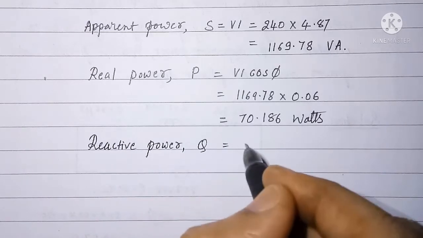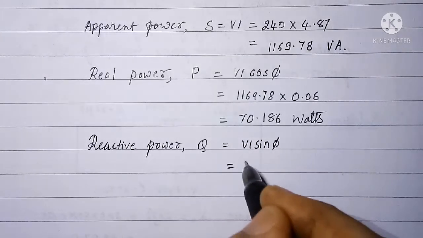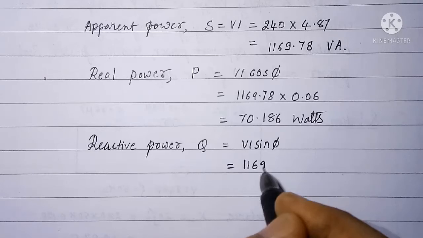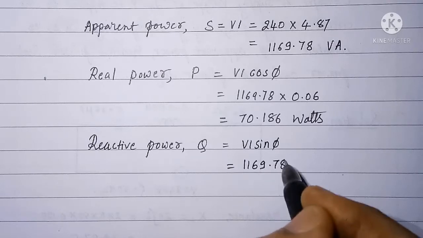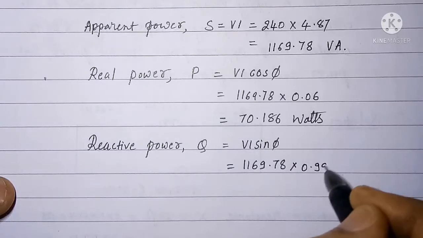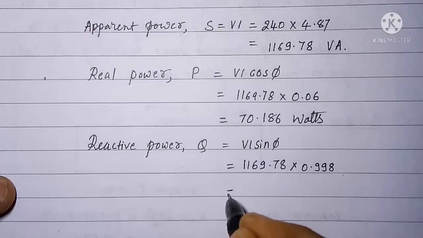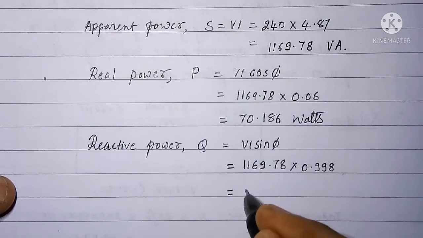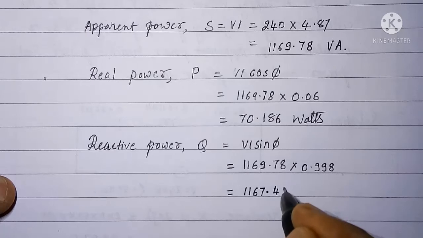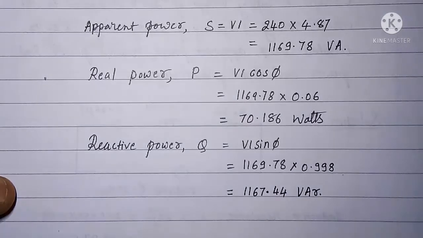Reactive power Q is equal to V into I into sin phi, that is 1169.78 into 0.998. On simplification we get 1167.44 volt ampere reactive.